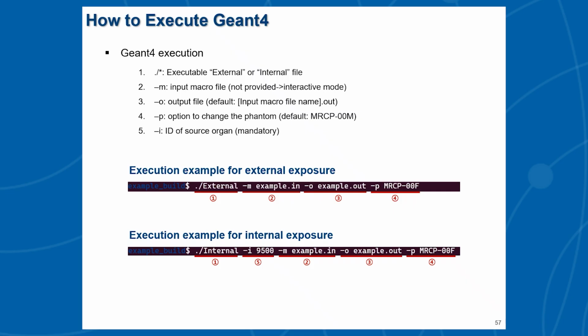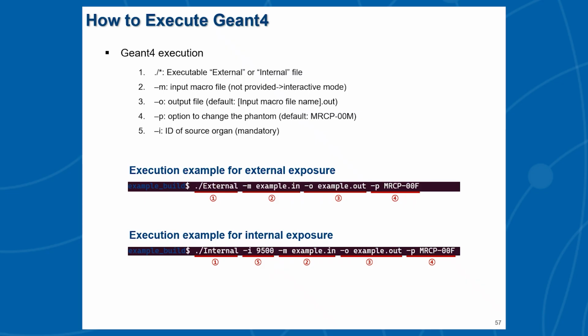For the external exposure, you can specify the macro file after the -m command and the output file after the -o command. By default, the newborn MRCP is implemented in the code. If you want to implement the adult MRCP, you need to additionally type the phantom name after the -p command. For the internal exposure, basically the command line is the same as the external exposure case, except for the command for specifying the source organ. Previously, I mentioned that the source organ can be set in the command line, and that's here. You can type the source organ ID after the -i command here to specify the source organ.